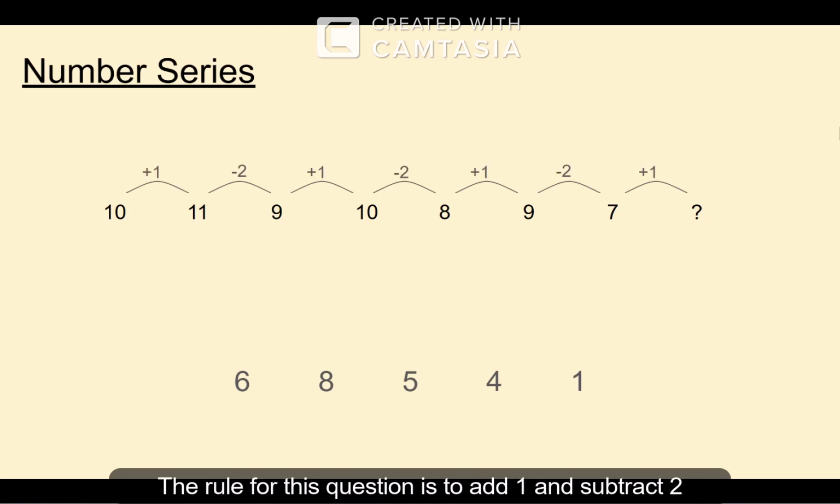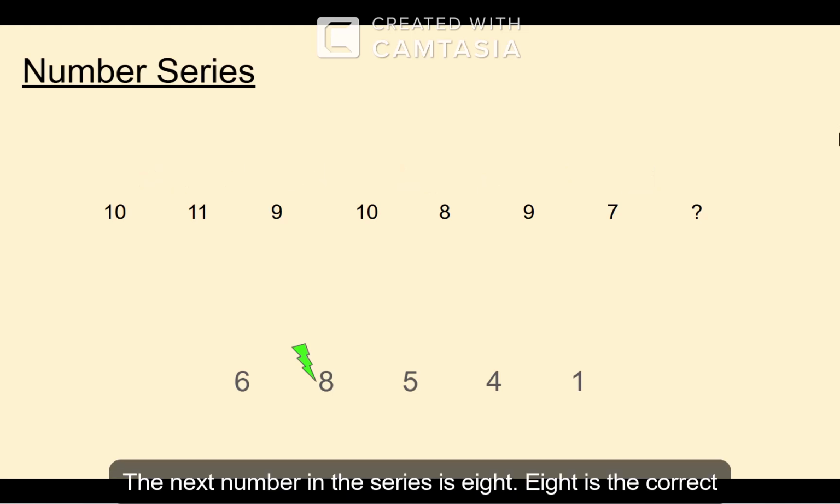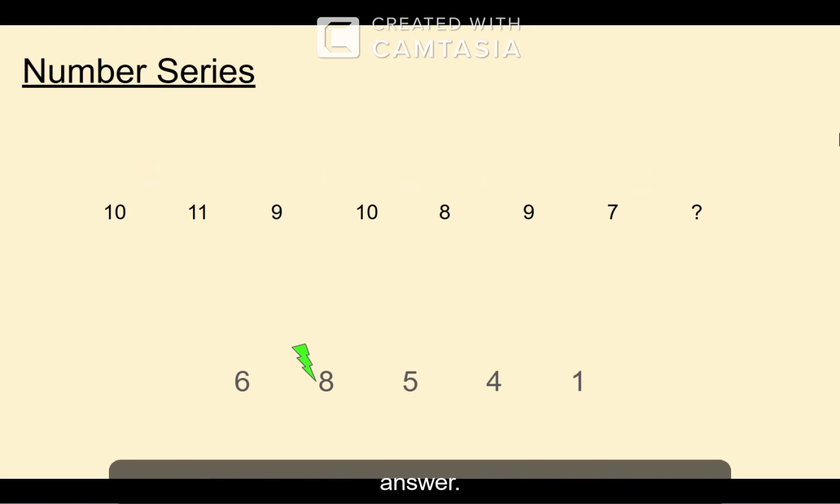You must find a different pattern than a simple arithmetic pattern. The rule for this question is to add 1 and subtract 2 between each number as you progress through the series. 10 plus 1 is 11, 11 minus 2 is 9, 9 plus 1 is 10, 10 minus 2 is 8, 8 plus 1 is 9, 9 minus 2 is 7, then 7 plus 1 is your answer. The next number in the series is 8. 8 is the correct answer.